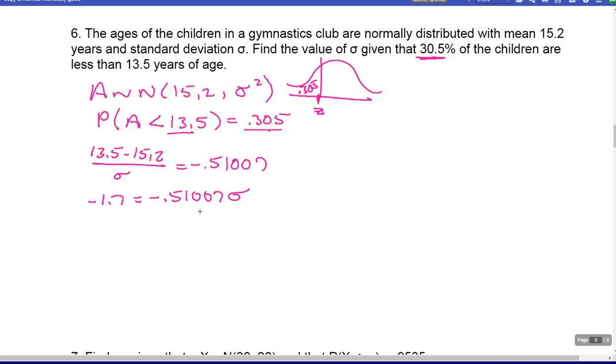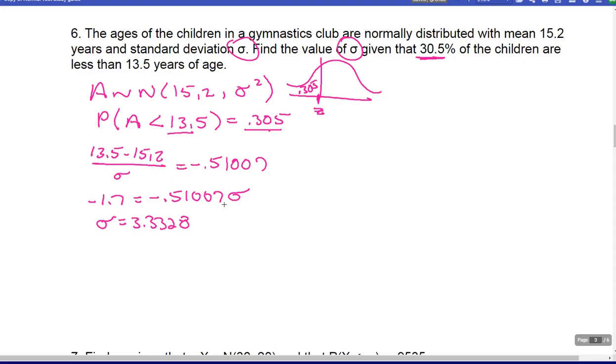You'll divide by the negative 0.51. Right, so just push divide. Negative 0.51007. And what do you get? 3.3328. And again, I'm going at least this far, okay? And then a quick double check. That's the only thing they asked me to find, right? So I'm good to go.